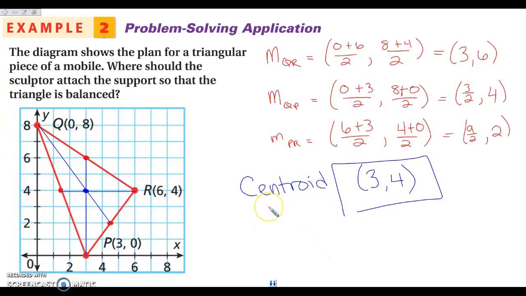So again, finding the midpoint of each side and then drawing the segment that connects the vertex and the midpoint. All right, questions about that, go ahead and write them down.